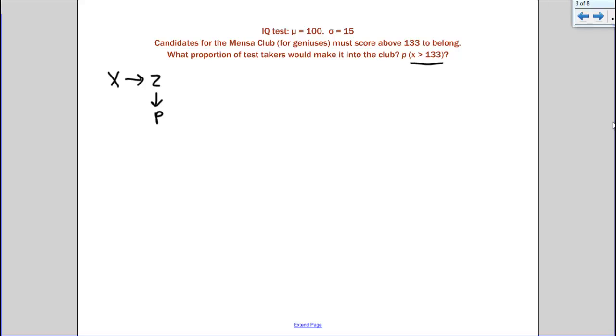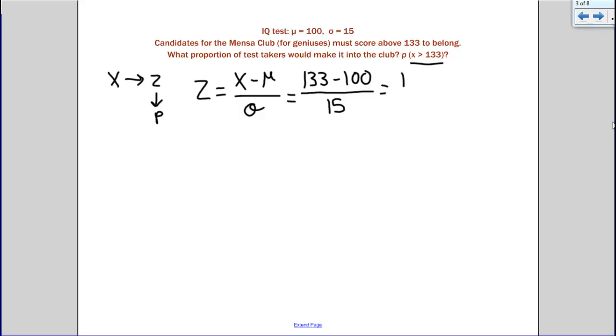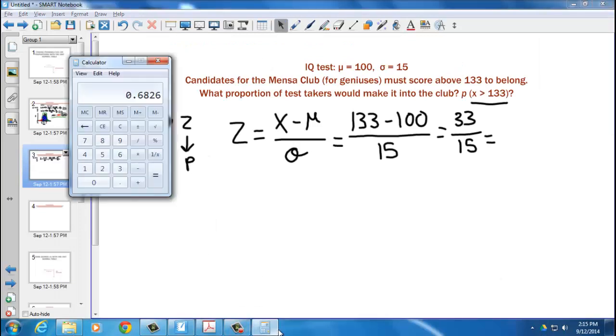So the first thing I want to do is calculate my z-score. So z is equal to the score minus the mean divided by the standard deviation. In this case, 133 is the score, mean is 100, standard deviation is 15. So 133 minus 100 is 33 divided by 15. And I'm not about to do that in my head, so 33 divided by 15 is 2.2. All right.